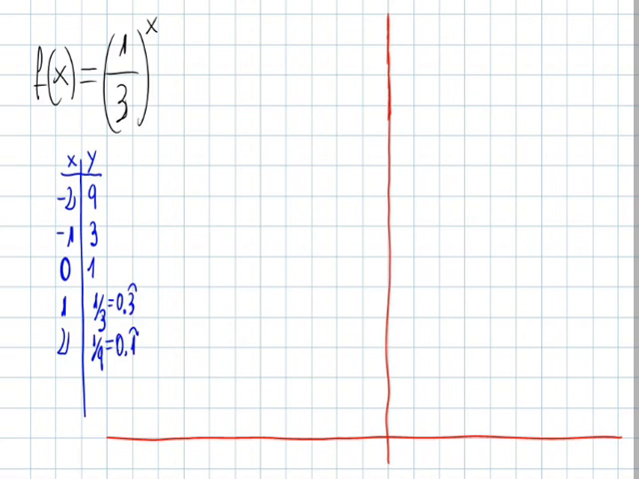And now let's draw these 5 points on the graph. For the -2 we have 9 for the y, for the -1 a 3, for 0 it's 1, for 1 it's 0.3, and for 2 it's 0.1. As you can see, this graph will get very very close to the 0, but it will never ever touch it. So let's join the points here.